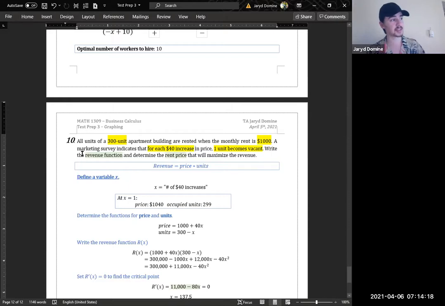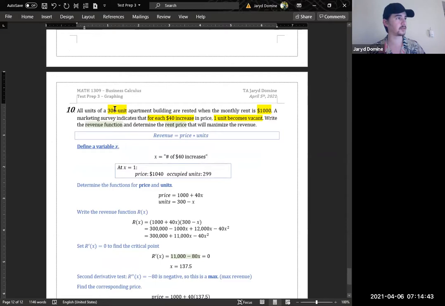Now what this is asking for, it's telling us to write the revenue function and to determine the rent price that's going to maximize it. So first thing we need to get is a revenue function. Now how do we get a revenue function? Revenue is price times units. Right, so it's the price of the things that you're selling times the number of things that you sell. So it's like your total income.